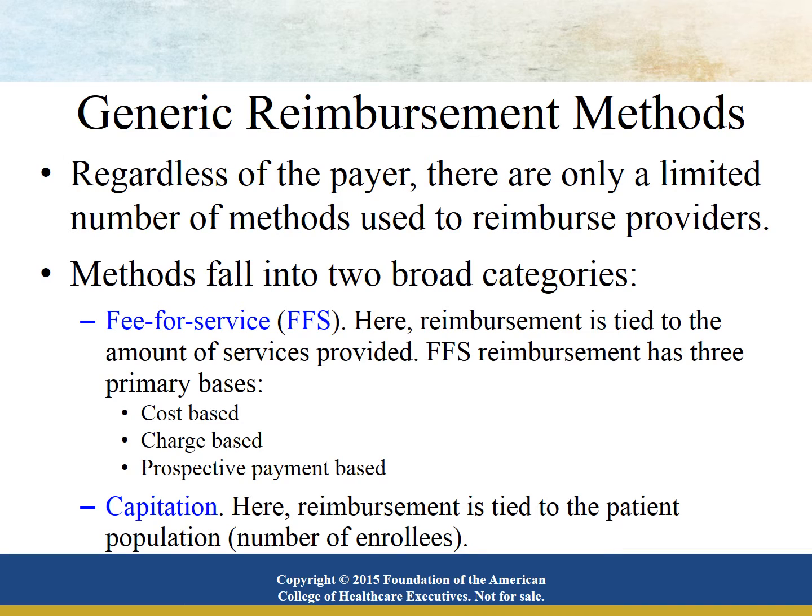Regardless of the payer, there's only a limited number of methods used to reimburse providers. They really fall into two broad categories. Fee-for-service, that can be cost-based, charge-based, or prospective payment-based. In other words, you get paid when you do something. Or capitation. It's tied to the patient population. Say we manage 500,000 lives, we get $100 per member per month to take care of them. I do believe we will have a mini case tied to capitation here. If not, we'll find something.